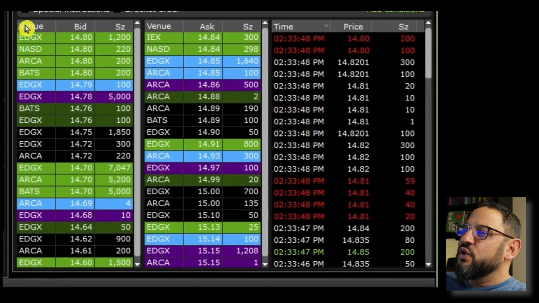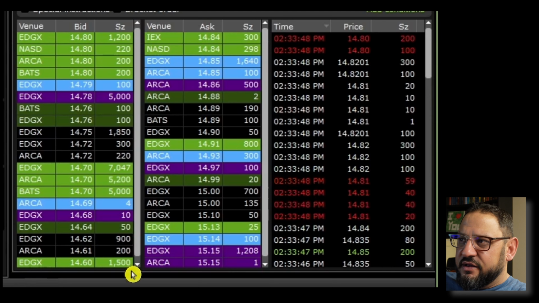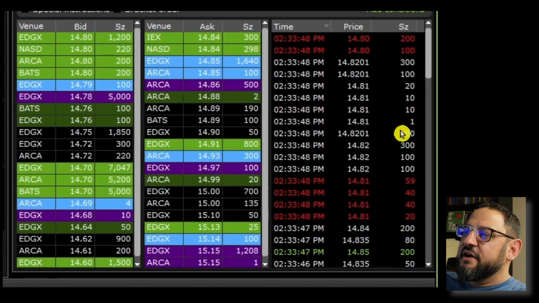So every level 2 has a market maker, it has the bid price, and it has a size. Market maker, the ask price, and the size. Okay, and then you have the tape running with red and green and the white. So let me hit the play button.